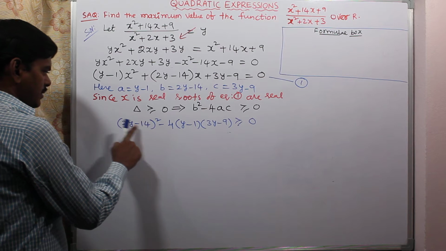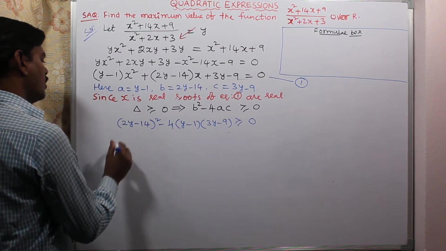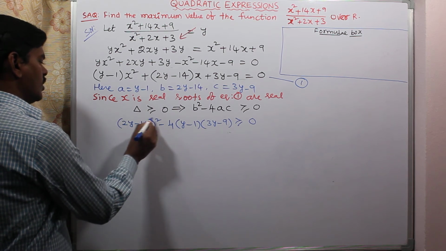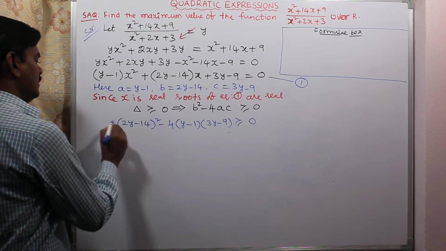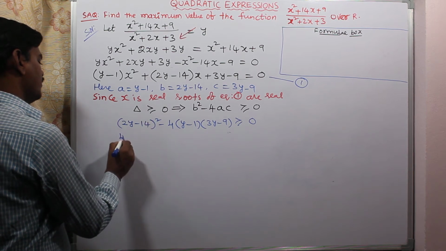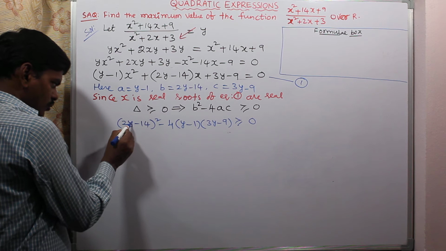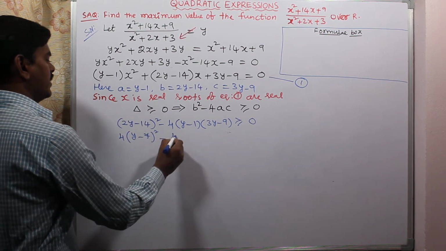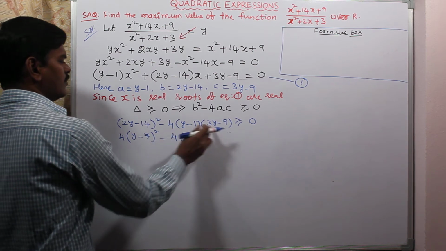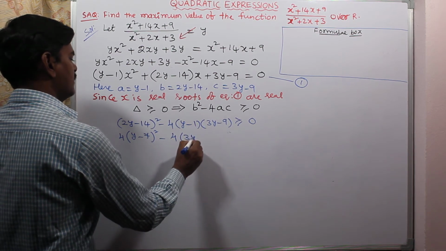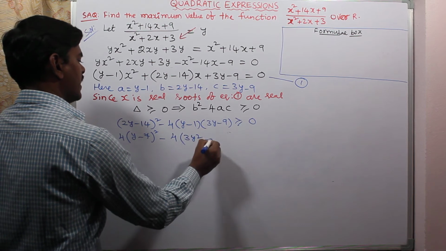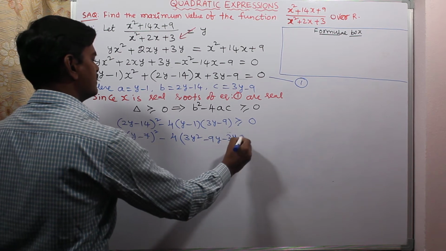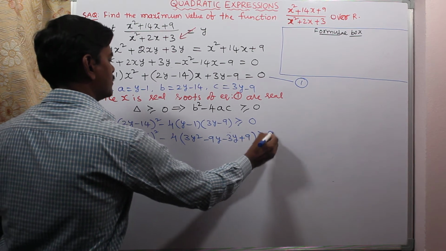Next we can take 2 common. On taking 2 common, 2 becomes 2 square, because it comes from the bracket along with the whole square. So 2 square is 4. 4 into, after taking 2 common, we are left with (y minus 7) whole square, minus 4 into, here we can go for multiplication, y into 3y is 3y square, y into minus 9 is minus 9y, minus 1 into 3y is minus 3y, minus 1 into minus 9 is plus 9, greater than or equal to 0.